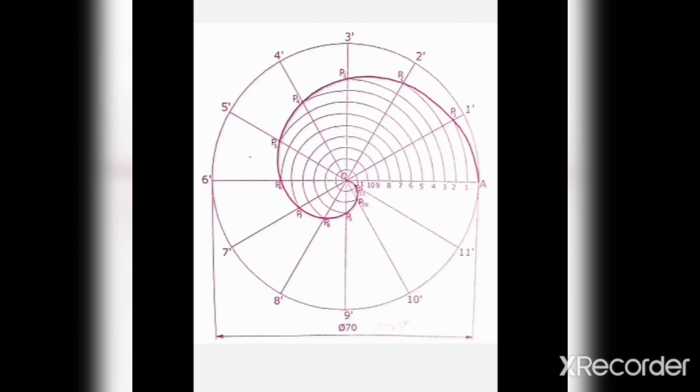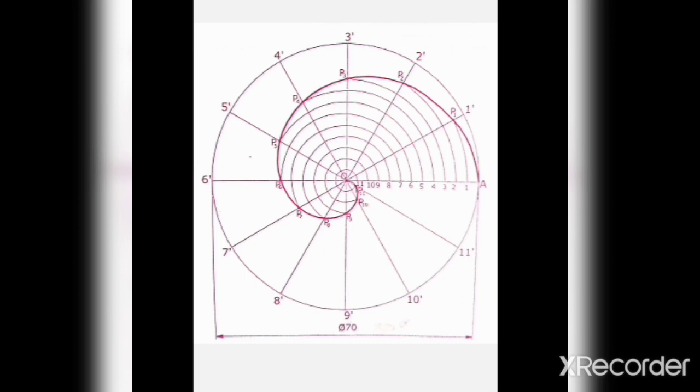After splitting into 12 equal parts, we have to mark the points A, 1 dash, 2 dash, 3 dash, 4 dash, 5 dash, 6 dash, 7 dash, 8 dash, 9 dash, 10 dash, 11 dash, 12 dash. The 12 dash is denoted by A in this diagram.